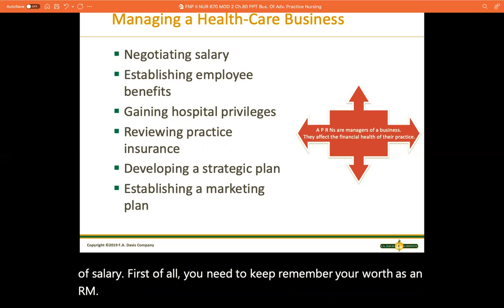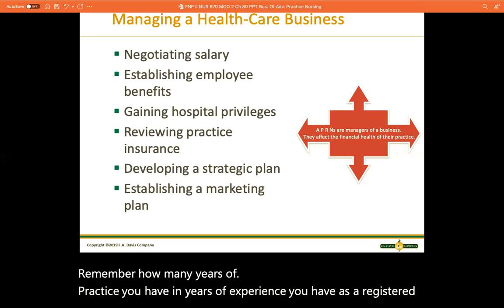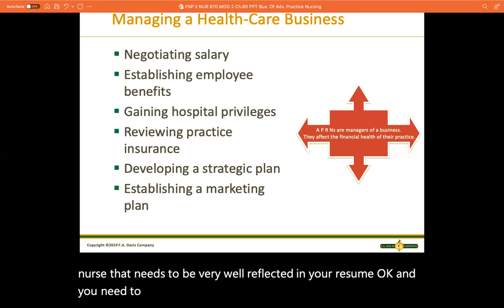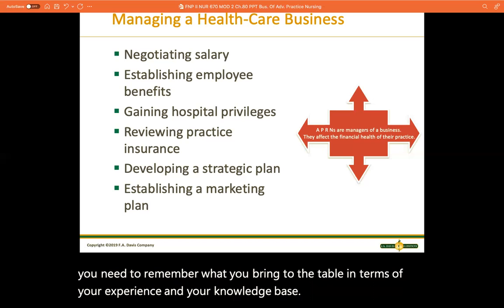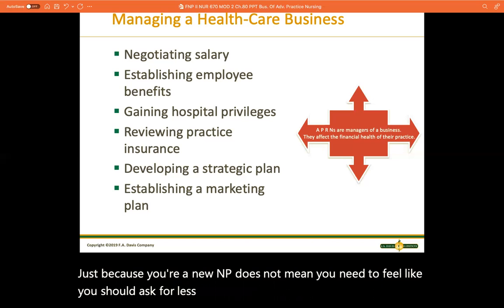Remember how many years of practice and years of experience you have as a registered nurse. That needs to be very well reflected in your resume, okay? And you need to remember what you bring to the table in terms of your experience and your knowledge base. Just because you're a new NP does not mean you should feel like you need to ask for less money, okay?